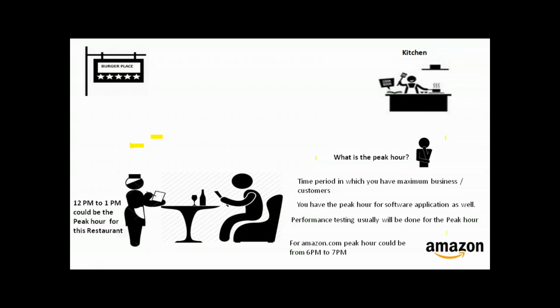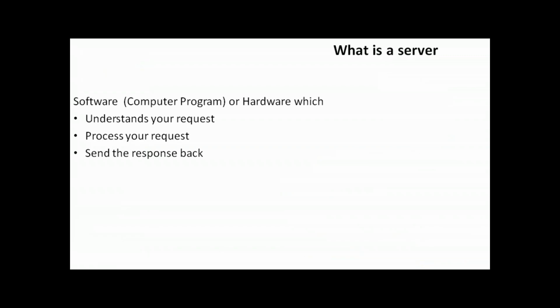Oh, we took the Amazon example here, even though I said Gmail. Here I took Amazon. So for Amazon.com, the peak hour could be 6 to 7 p.m., because that's when people relax, come back home and start browsing.